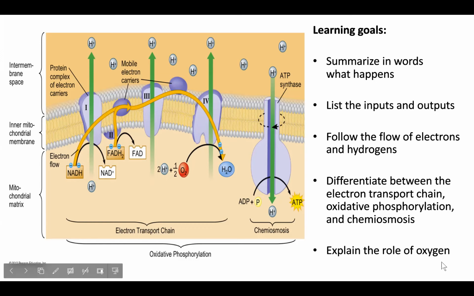So I think we hit most of this already. The inputs are electrons and oxygen. Outputs are water and ATP. We followed the flow of the electrons through the electron transport chain and the hydrogens through ATP synthase. We know that this is a place, and this is a process, and this is a process but also uses an enzyme. And we know that oxygen is the final electron acceptor. So let's look at an overview.